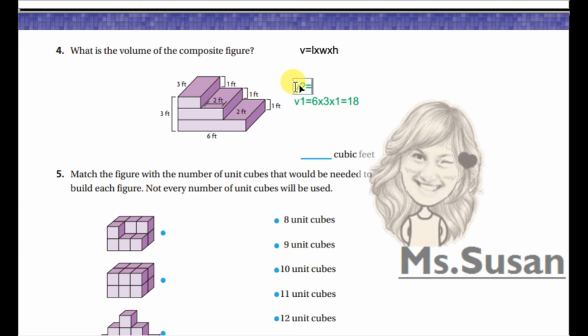V2. Okay. The length here is smaller by 2, right? So 6 minus 2 will be 4. So the length here will be 4. So it will be 4 times the width. I said the width is the same. It is 3. And the height is the same. The height is 1. Okay, so 4 times 3 will be 12.